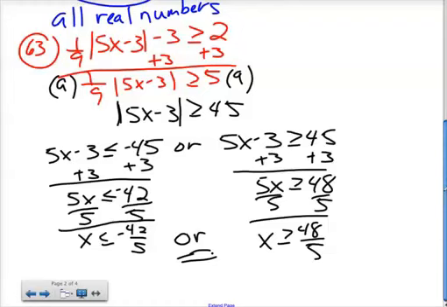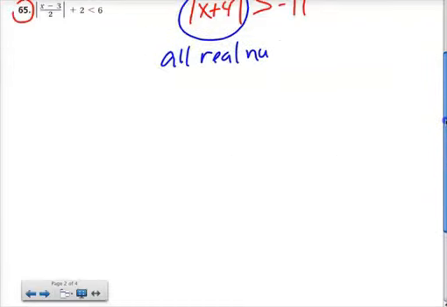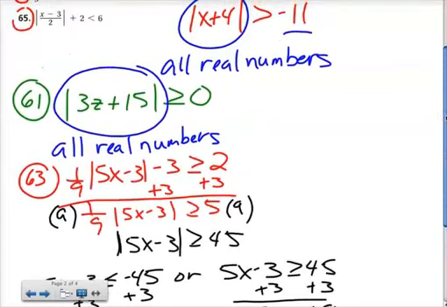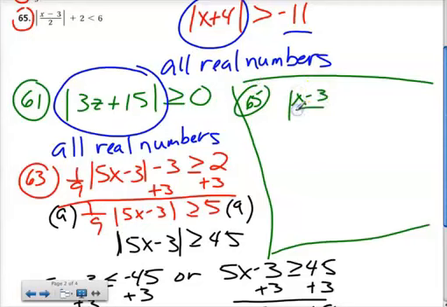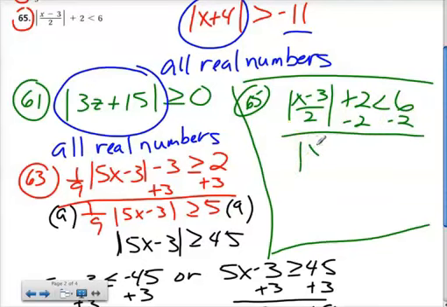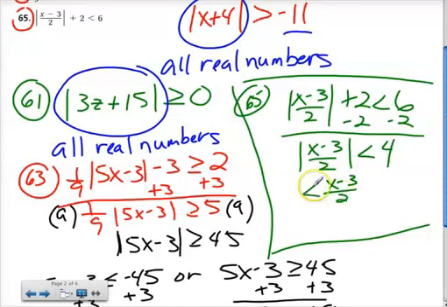Number 65, let me see if I can fit that one up here so you can see it. And I'd best use a different color. All right, absolute value of x minus 3 over 2 plus 2 is less than 6. Just like before, we have to subtract 2 from both sides. And we have it isolated, so now it's a less than, so that means this is an and sandwich. So x minus 3 over 2 is going to be greater than negative 4, but less than positive 4.